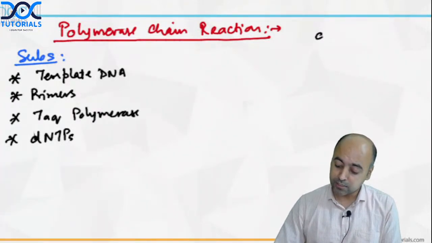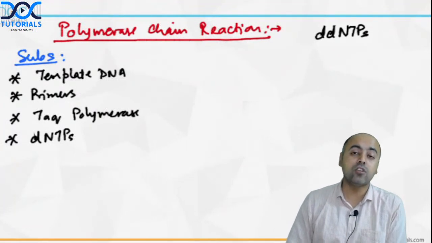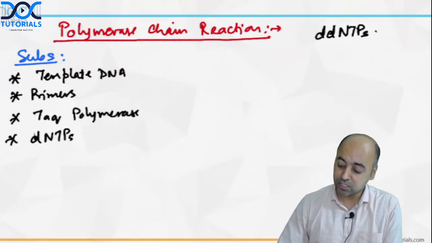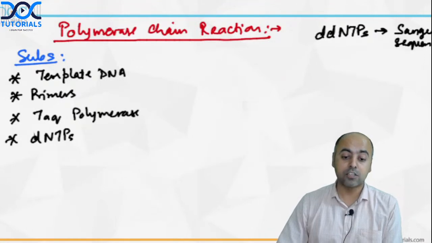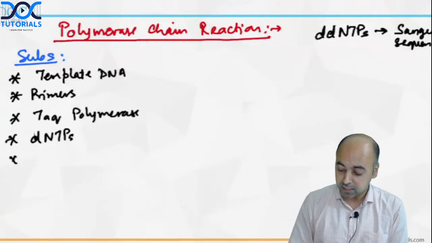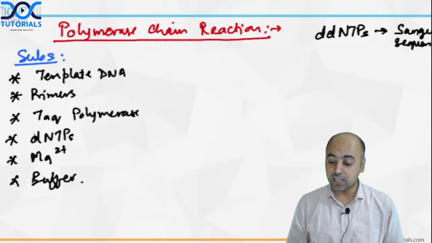Please note there is another molecule called ddNTP, dideoxy nucleotide triphosphate. The dideoxy nucleotide triphosphate is not used for the polymerase chain reaction, rather it is used for the Sanger technique, where we are doing the sequencing. It is used for the Sanger sequencing of the nucleic acid. In addition to this, we need the magnesium as the cofactor and buffer to maintain the pH during the reaction.